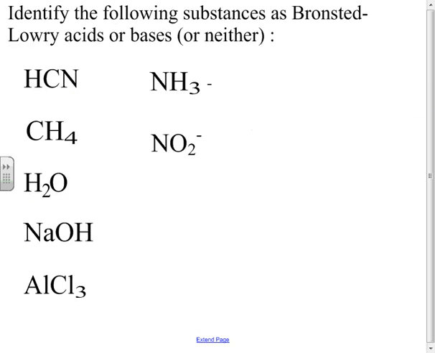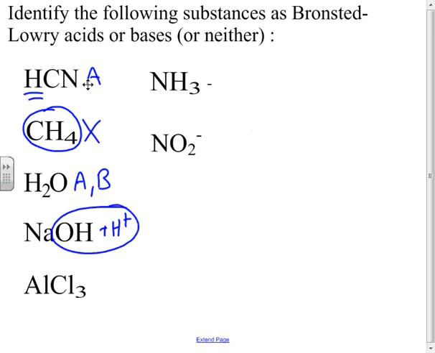Again, you should be able to identify things as Bronsted-Lowry acids or bases. And this is an acid since it has the hydrogen first. This one is neither. Methane is covalently bonded. Again, there are very similar electronegativities between the carbon and the hydrogen. Therefore, that is a fully molecular compound and will not ionize. Water is both an acid and a base. Again, it is amphoteric.